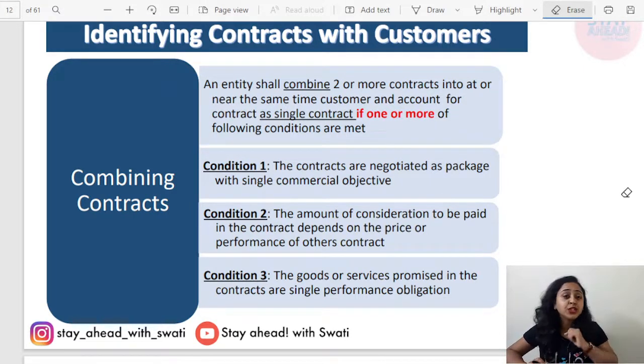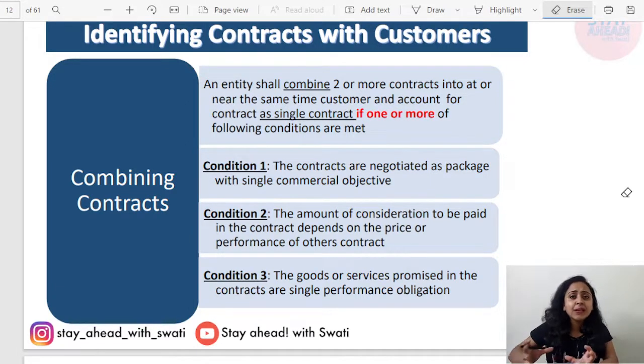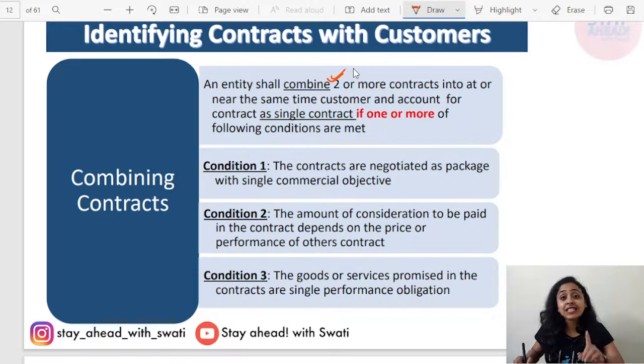There is an add-on provision to it which says multiple contracts can be combined when there are some conditions attached to it. An entity shall combine two or more contracts entered into at or near the same time with the same customer and account for them as a single contract. There is an option that multiple contracts can be aggregated and recorded as one single contract when at least one of the conditions is satisfied. And what are those conditions?